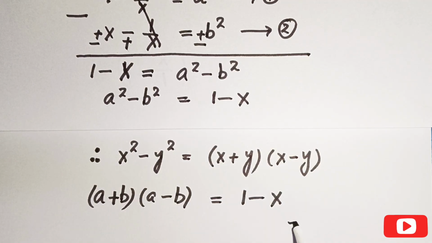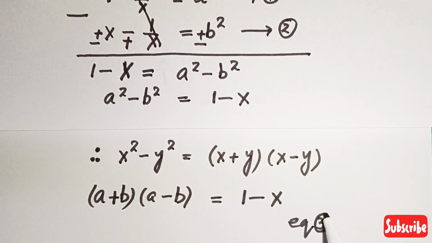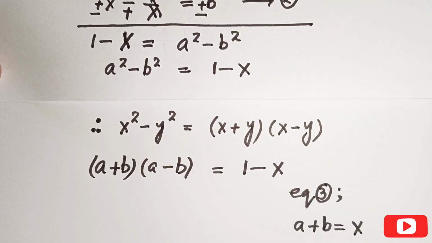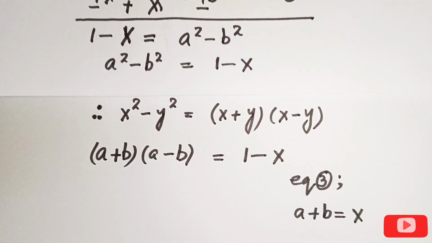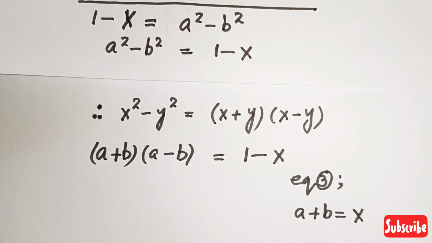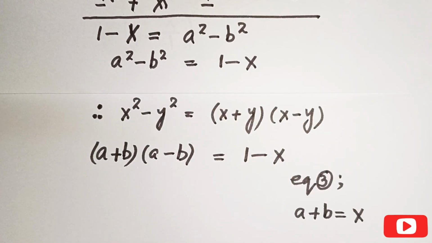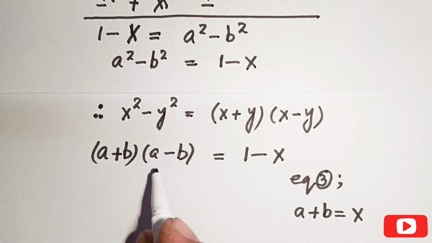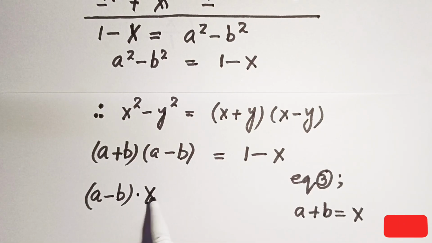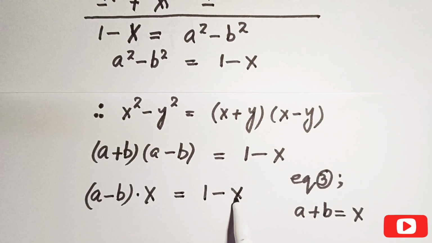But from equation 3 we have that a plus b is equal to x. So it is our equation 3. The value of a plus b is equal to x. Now putting this value here, we have a minus b times x is equal to 1 minus x.